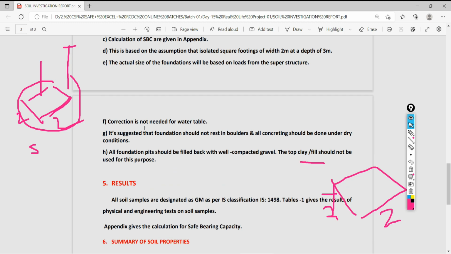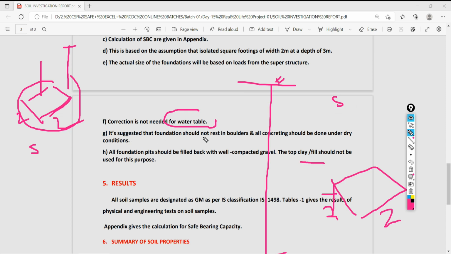Okay, then correction is not needed for the water table because your water table is at a greater depth. If your water table from the natural ground level is at a greater depth, that means the effect of the water table will not be on your SBC. So that is also written here.